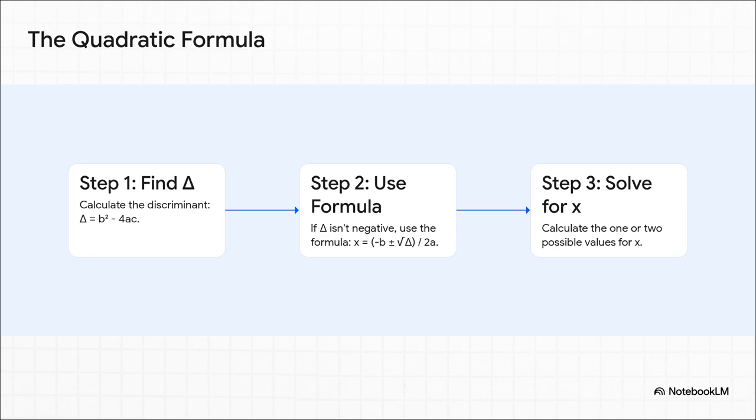So when the roots do exist, this is our ultimate decoding tool, the quadratic formula. Now, I know it might look a little intimidating, but just think of it like a recipe. You just plug in your numbers for a, b, and that discriminant we just talked about, and boom, the formula spits out the exact x-coordinates where the parabola crosses the axis.